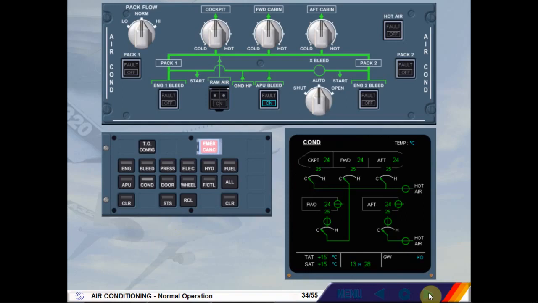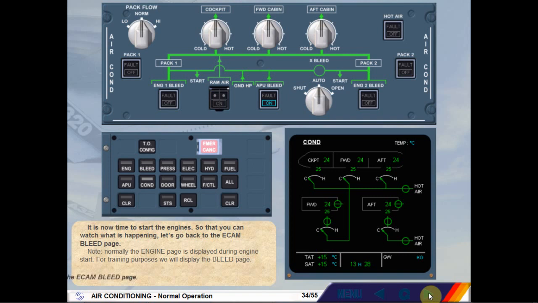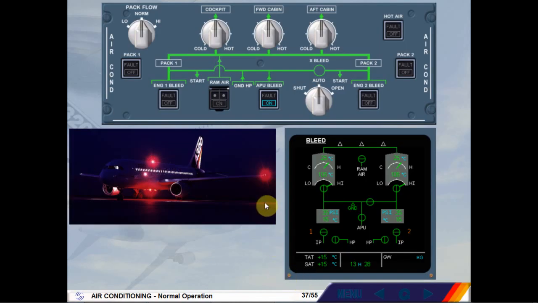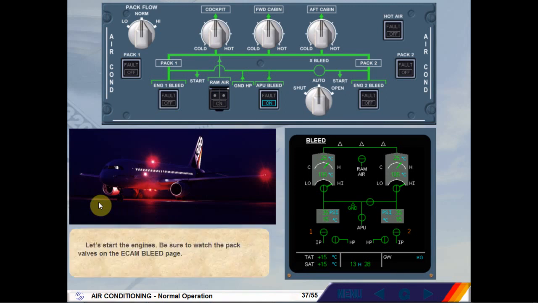It is now time to start the engines. So that you can watch what is happening, let's go back to the ECAM bleed page. Note, normally the engine page is displayed during engine start. For training purposes, we will display the bleed page. Call the ECAM bleed page. Let's start the engines. Be sure to watch the pack valves on the ECAM bleed page. Click on either engine.